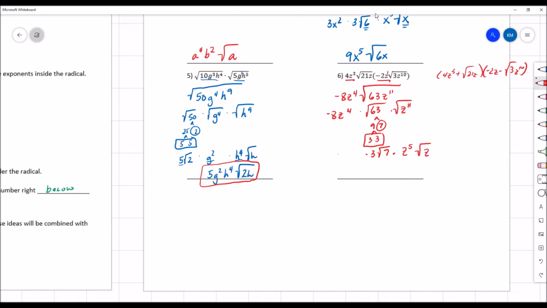And then I already had negative 8z to the fourth at the beginning of the problem. So I'm going to do this in a different color here so that we can see easily what it was. So negative 8 times 3 is negative 24. z to the fourth times z to the fifth is z to the ninth. And then radical 7, radical z inside by inside is radical 7z.